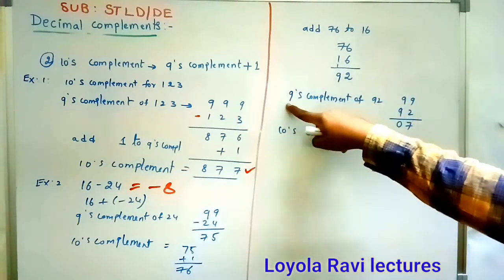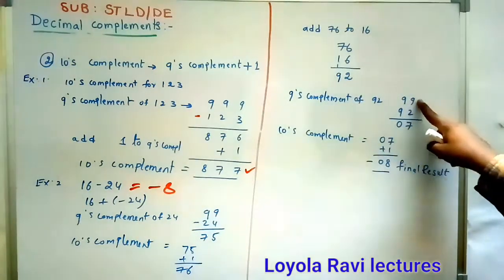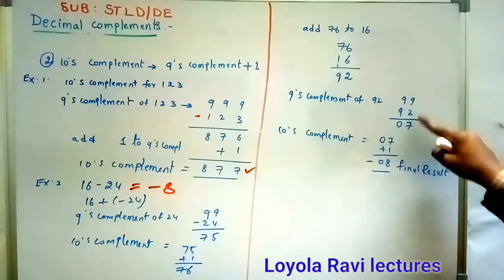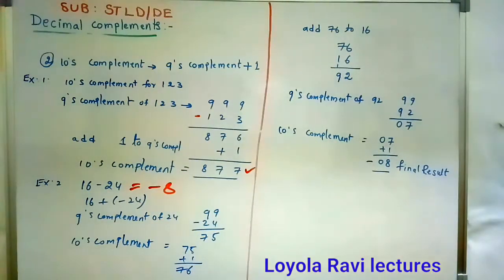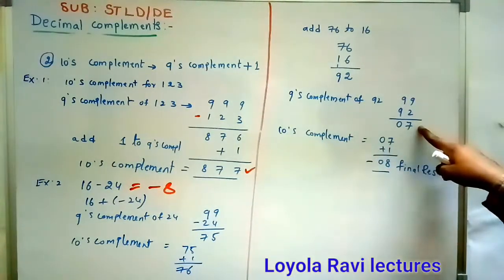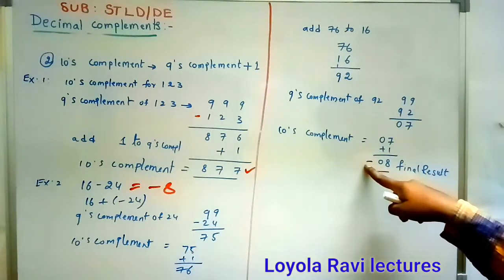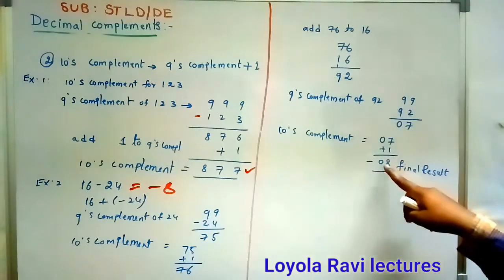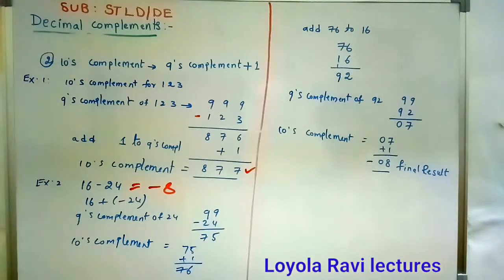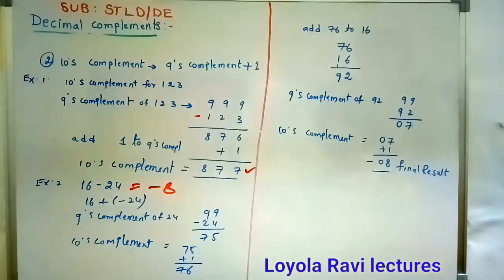So for 92 we have to find the 10's complement. For that purpose I am first performing the 9's complement. 9's complement of 92 is 99 minus 92, which is 07. 9 minus 2 is 7, 9 minus 9 is 0. This is the 9's complement. What is the 10's complement? This 9's complement plus 1. 7 plus 1 is 8. We are getting 8, and put a negative sign. Don't forget, for the final result we have to put a negative sign. If the answer is negative, we have to perform the complement again and put a negative sign.